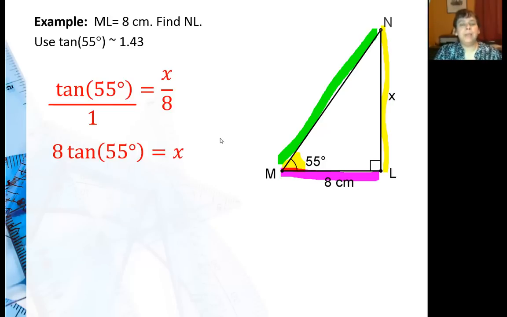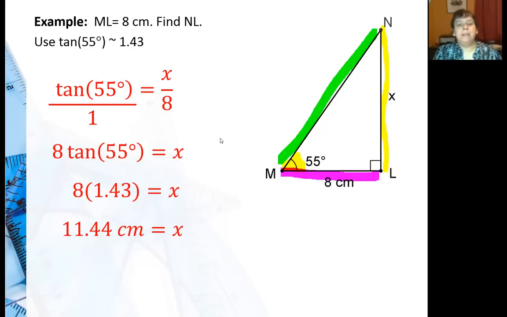Now normally you would get your calculator and go 8 times tangent 55 and have it spit it out. But since you may not have one at home, we're going to use the value I looked up. 8 times 1.43, that's an approximation, by the way. So I've got about 11.44 centimeters is x.